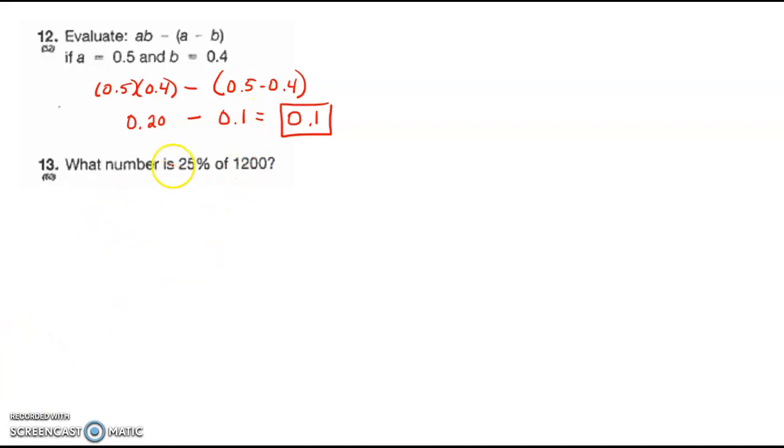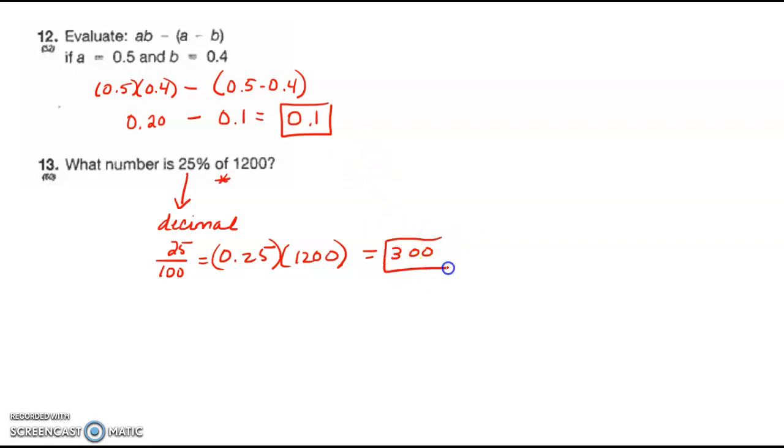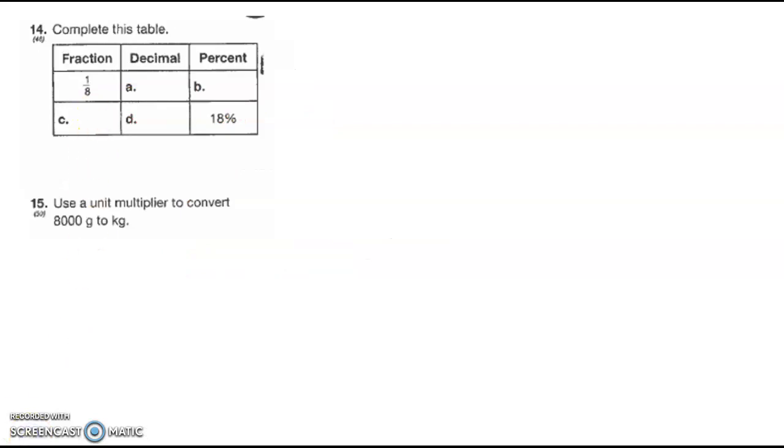I wonder if I can do 13. I'll go ahead and do 13. What number is 25% of 1200? I wonder, what you can do is make this into a decimal so that it's 25% or 25 per 100, which is 0.25, and we know that of is times. So we're going to do 0.25 times 1200, which I believe is 300, but I'm going to do it anyway. Yeah, okay, that's 300. So when we come back in part 2, we'll start on 14.